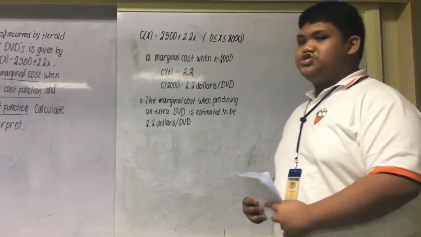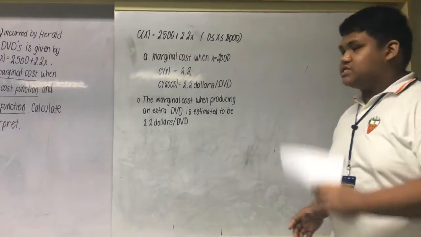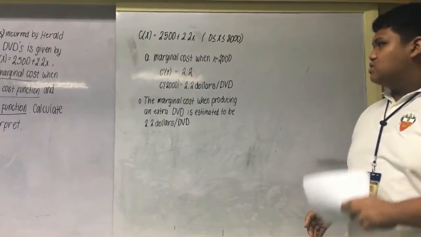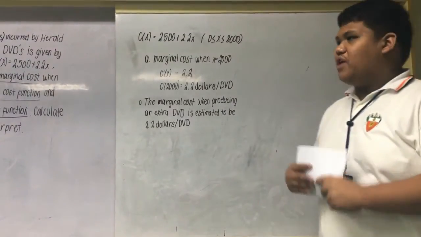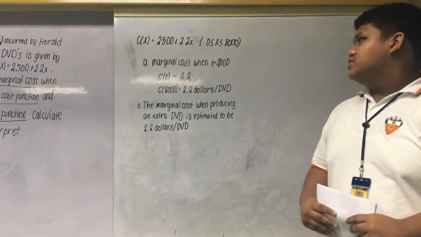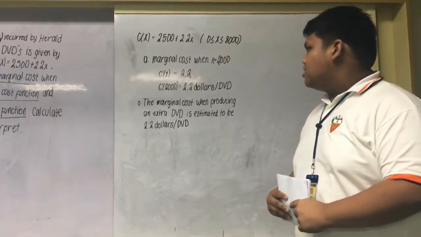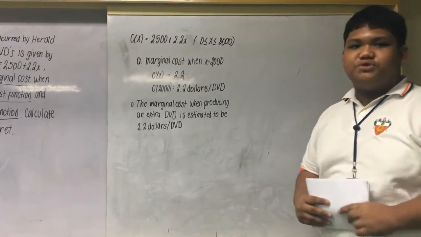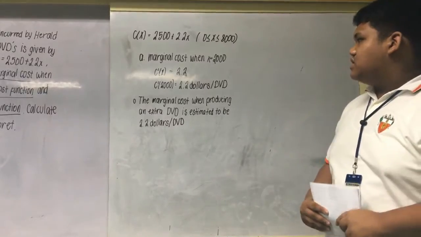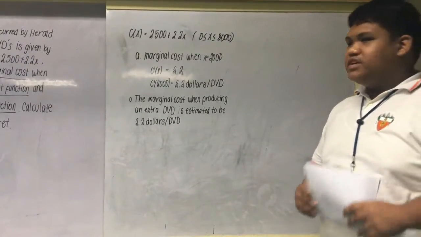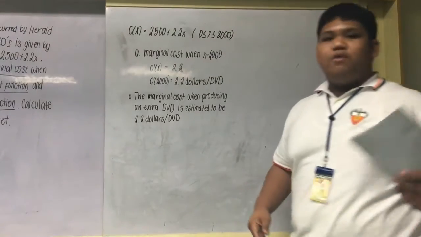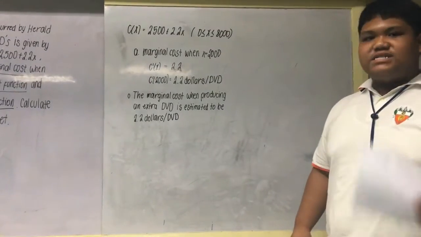With the given function, we would first find the marginal cost when the number of DVDs is equal to 2,000. To get the marginal cost, we first need to find its derivative. The first derivative of the given function is 2.2, and substituting x with 2,000, it will still be $2.2 per DVD. The interpretation is that the marginal cost of producing an extra DVD is estimated to be $2.2 per DVD.